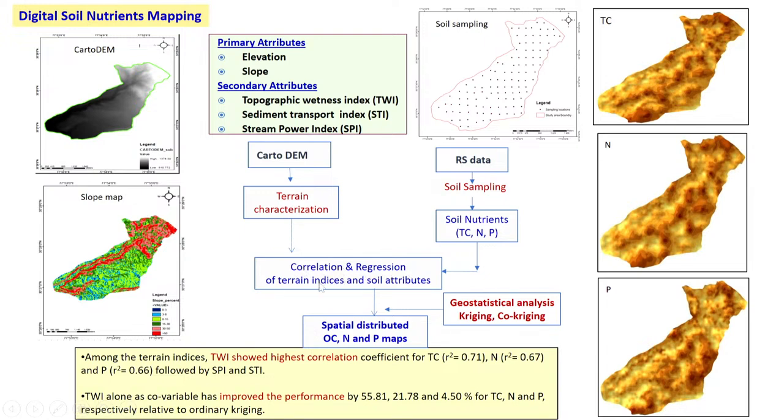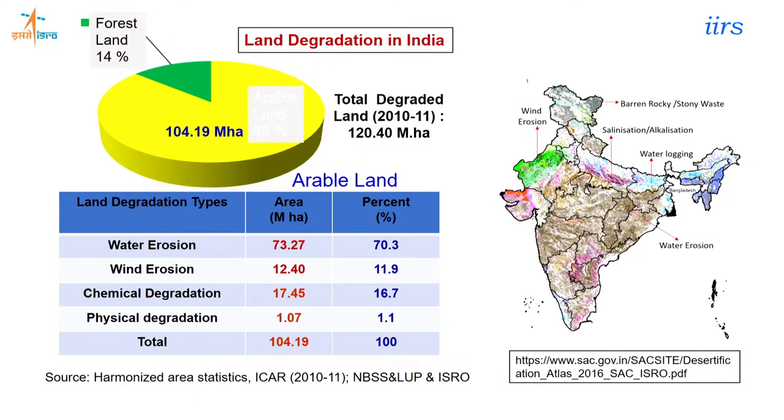analysis using terrain indices and soil attributes, and also did the geostatistical analysis, kriging and co-kriging, and then you can prepare the spatially distributed organic carbon, nitrogen and phosphorus map. So this individual nutrient map can be generated, and you can use it for precision agriculture, fertilizer management, nutrient management. Now that was the part of soil mapping.